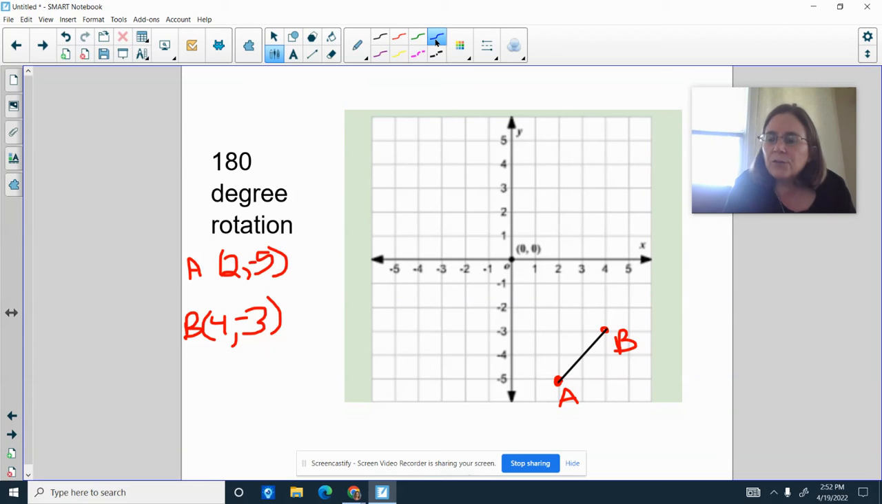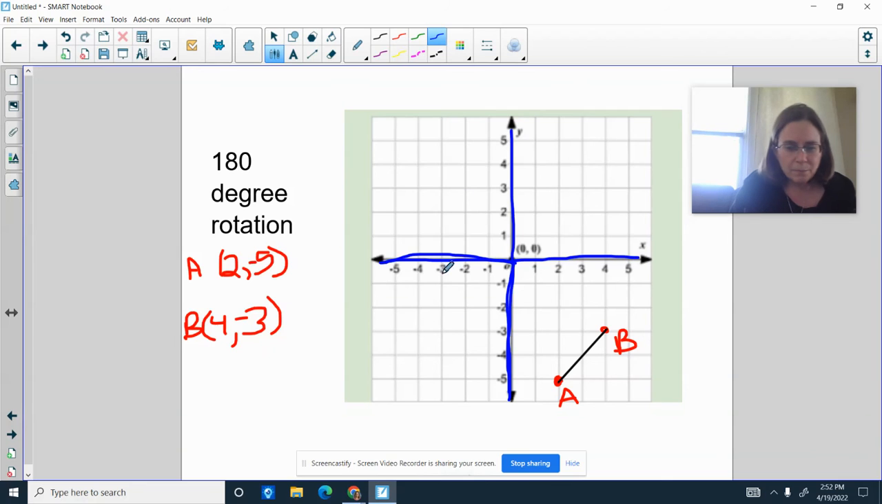Now, I want to do a 180-degree rotation. Right now, I'm down here in the right corner. Every time I pass one of these axis lines, that is another 90 degrees. So I want 180 degrees. And if you notice, it doesn't say in my directions whether to go counterclockwise or clockwise.